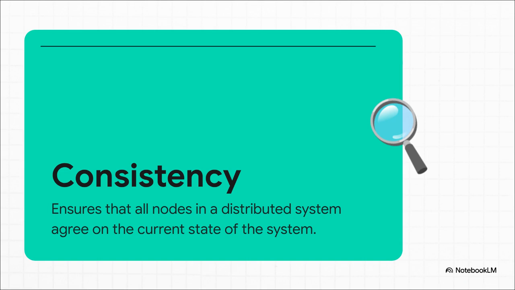And third, the data has to be correct. It has to be trustworthy. Think about it. When you update your profile picture, you expect everyone, everywhere, to see the new one, not the old one, right? That's consistency. It's all about making sure every part of the system has the same correct data.